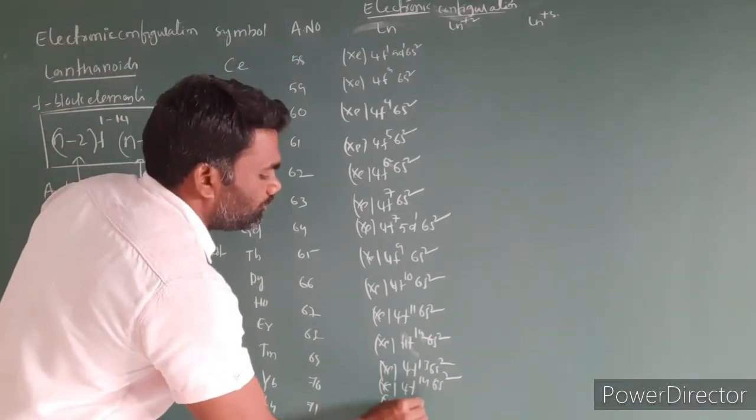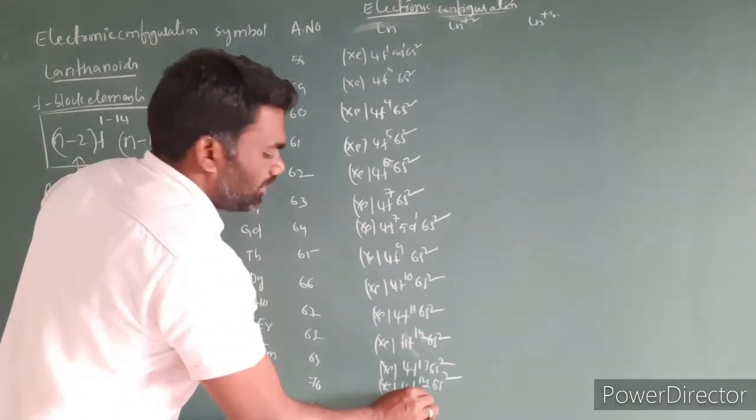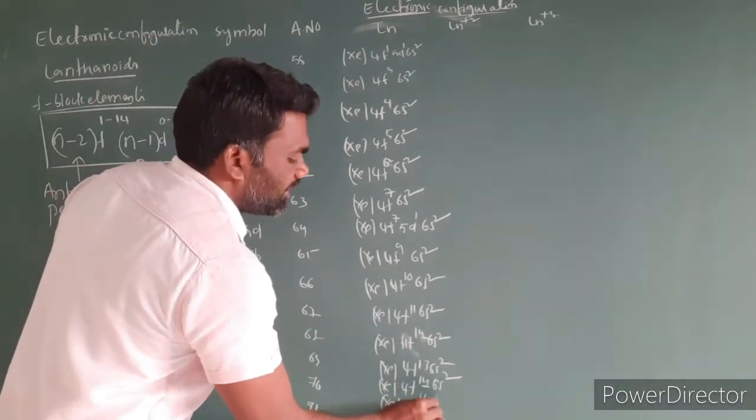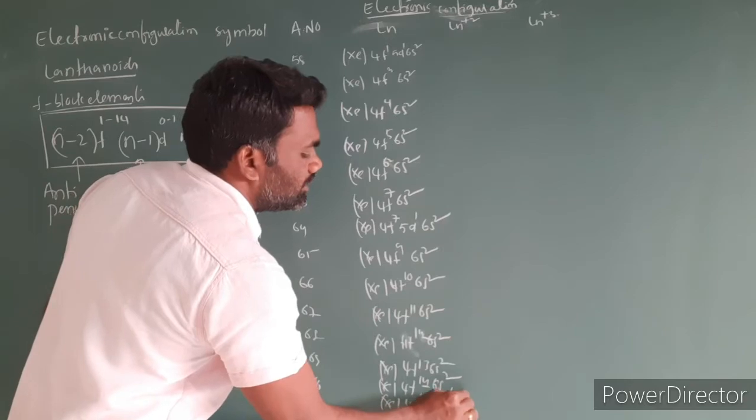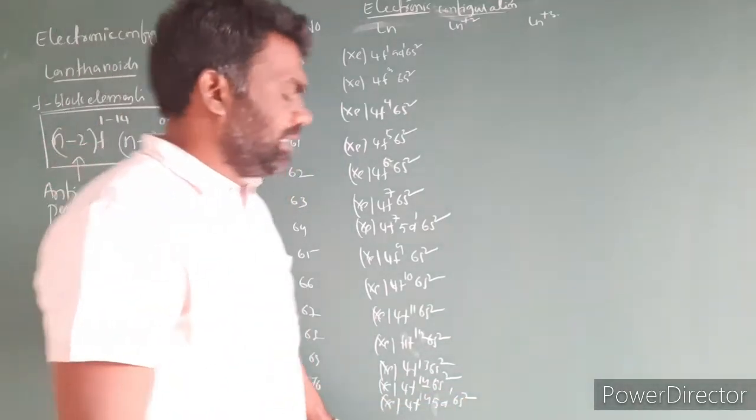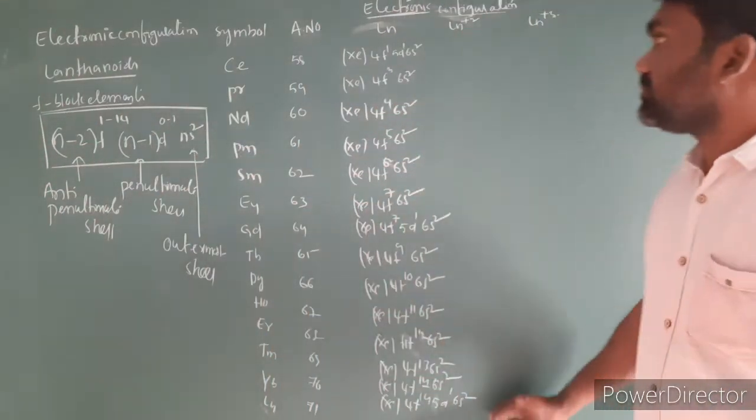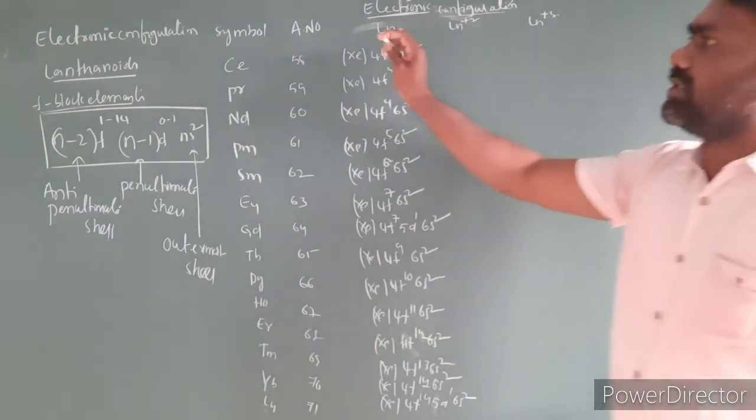Xenon. The 4f orbital is already completely filled, so we have 4f14, 5d1, 6s2. So this is the general electronic configuration of lanthanides.